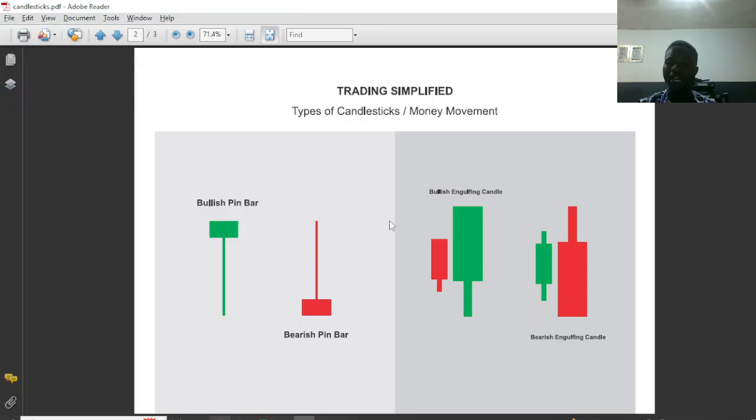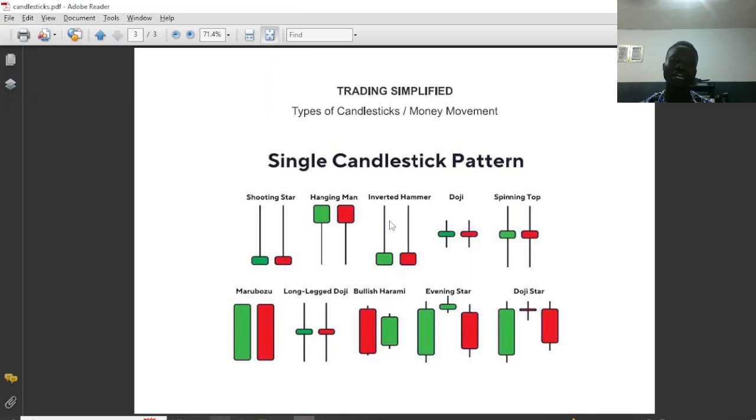If you look at this now, you can see that we have a lot of candles. We have the shooting star, the hanging man candlestick, the inverted hammer, doji, spinning top, marubozu, long-legged doji, bullish harami, evening star, doji star. You see all of these candles. There are still more candlesticks out there, but I want you to understand right now that you don't need to memorize all of these candlesticks in your brain, because the majority of these candlesticks don't determine whether the market is going to buy or sell.